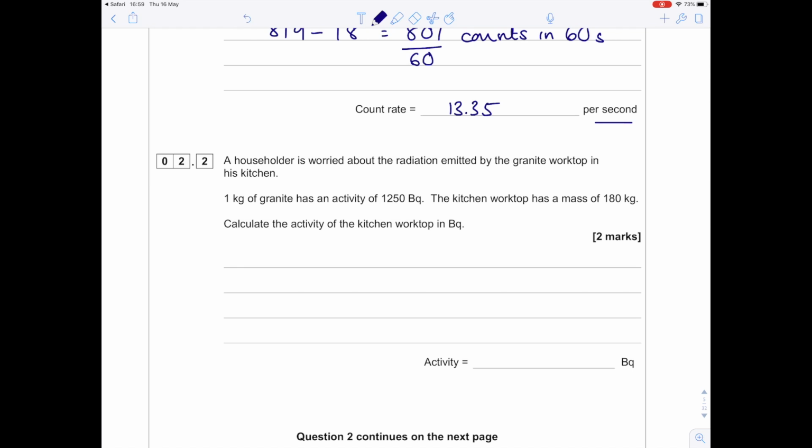2.2 A householder is worried about the radiation emitted by the granite worktop in his kitchen. 1 kilogram of granite has an activity of 1,250 becquerels. The kitchen worktop has a mass of 180 kilograms. Calculate the activity of the kitchen worktop in becquerels. So we just need to take that 1,250 becquerels and multiply it by the mass. And then once you've done that, you get this huge number.